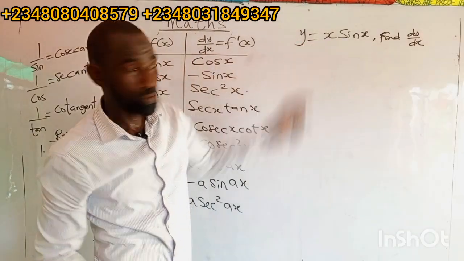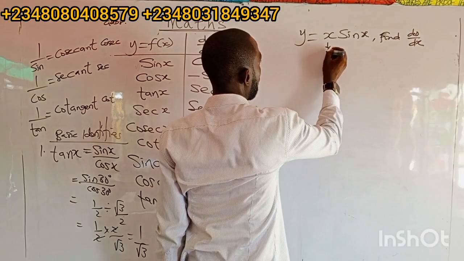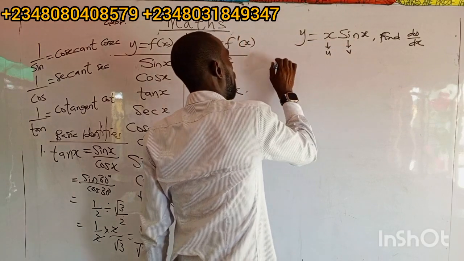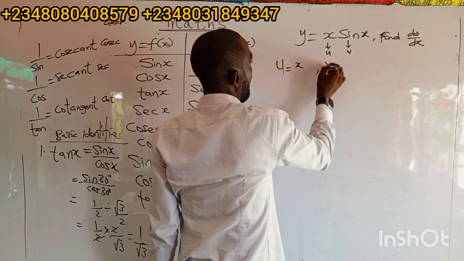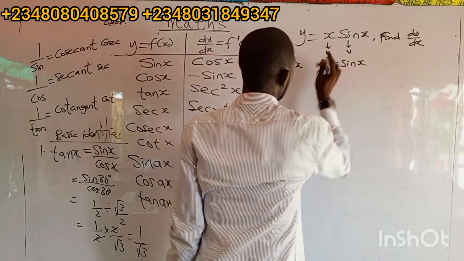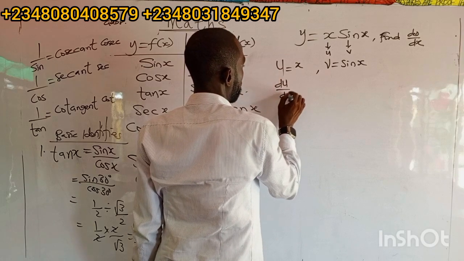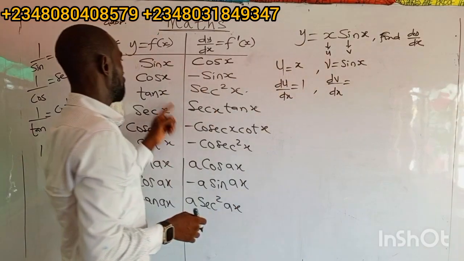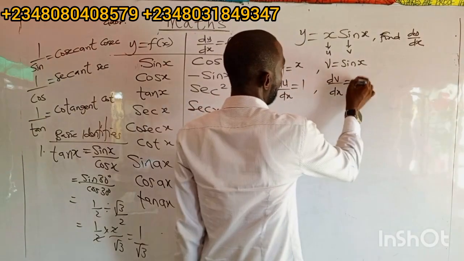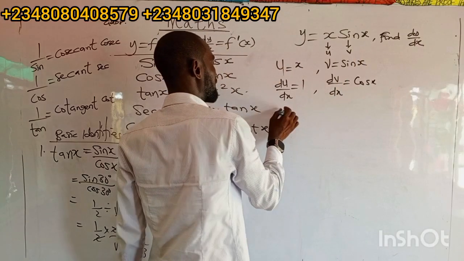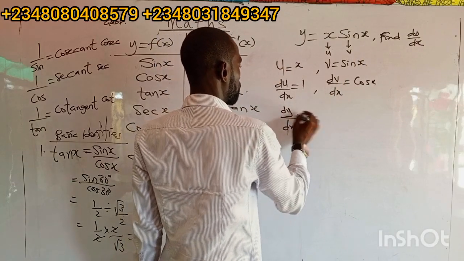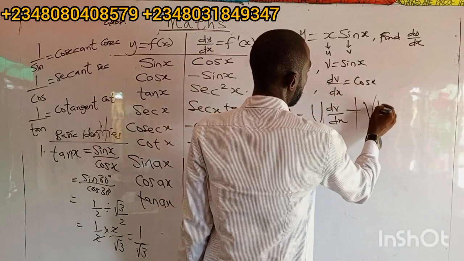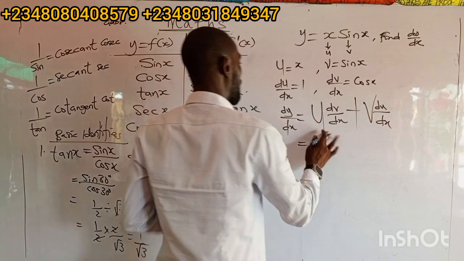Product rule. So our u is what? Our u is x. Our v is what now? Sin x. So here, du/dx is 1. The dv/dx, when it's sin x, we have cos x. So what is dy/dx under product rule? That will be u dv/dx plus v du/dx.